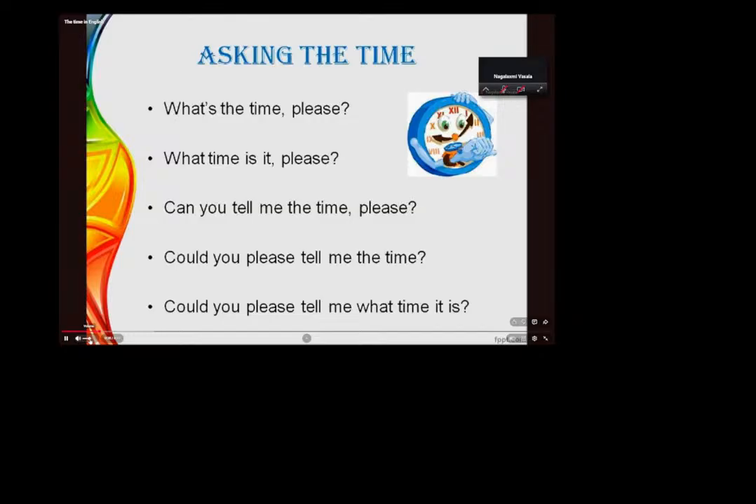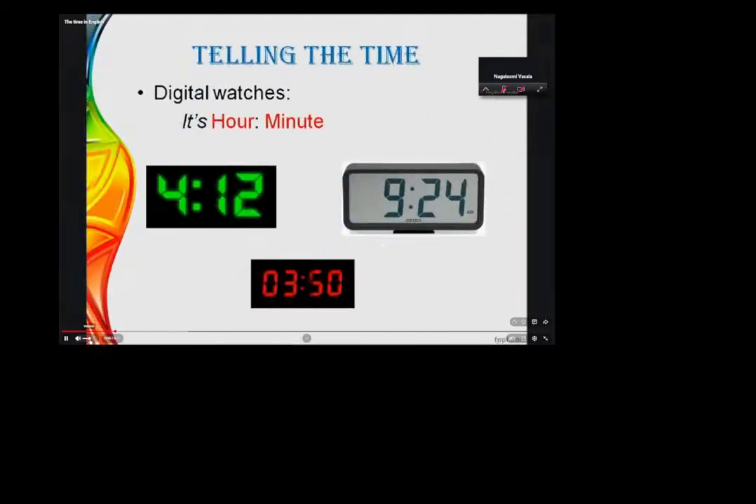Please notice that the last two ways, could you please tell me the time and could you please tell me what time it is, are both very formal. And now, once we know how to ask the time, let's move to how to tell the time.